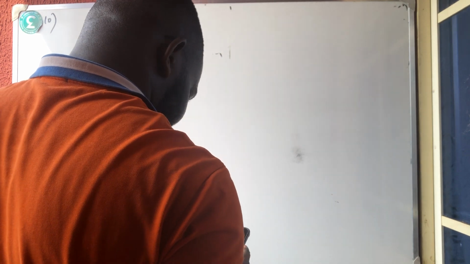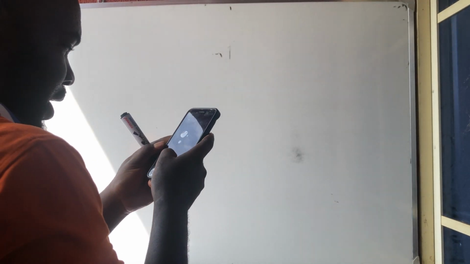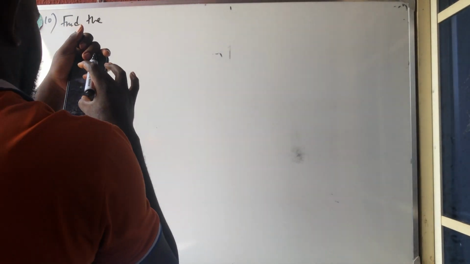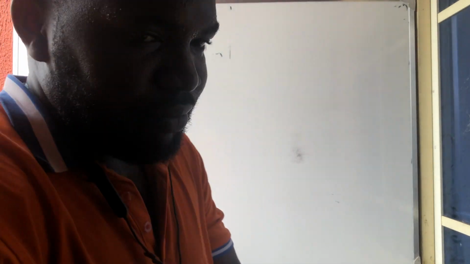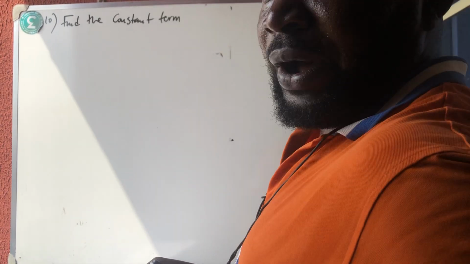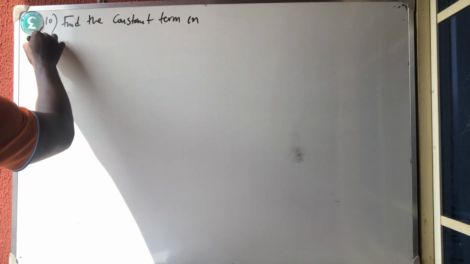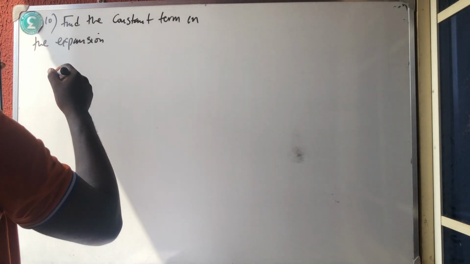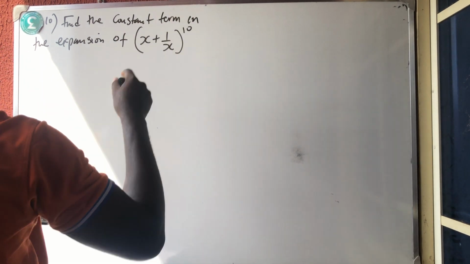Question number 10. Now question number 10 said, find the constant term. Let me check my time. Okay, find the constant term in the expansion of bracket x plus 1 over x all raised to power 10.